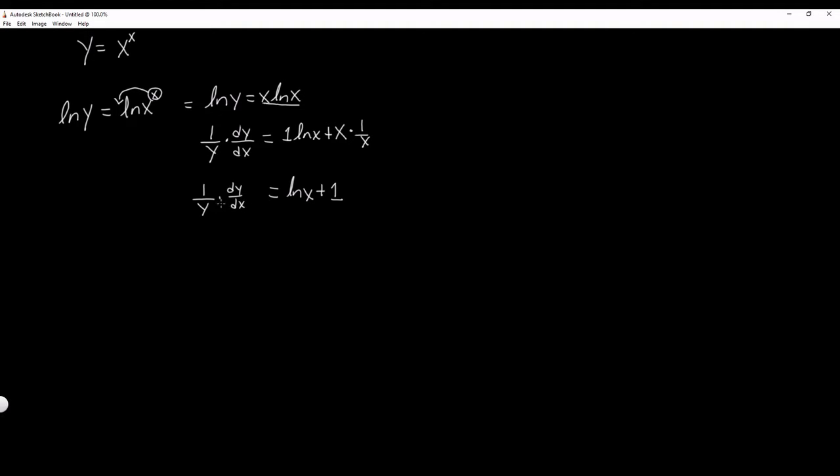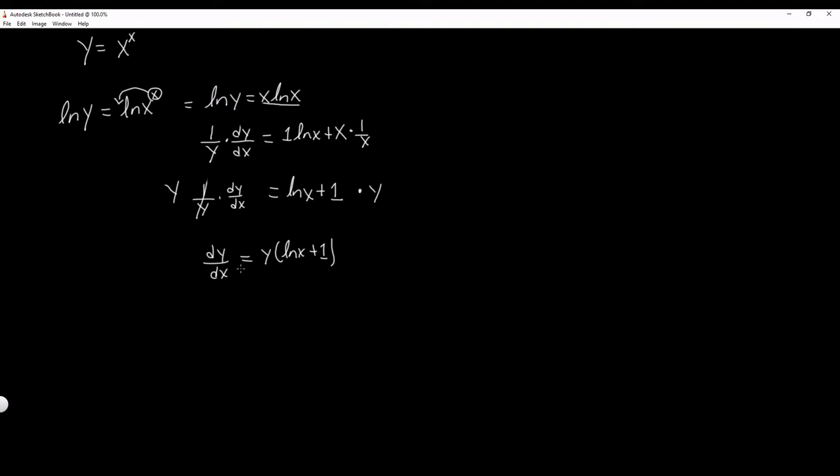Now we want to solve for dy dx. We're going to need to multiply both sides by y to cancel this out. So if we multiply this side by y, it'll cancel. And then multiply this side by y, we will end up with dy dx is equal to y times the natural logarithm of x plus 1. And we're pretty much done from right here.